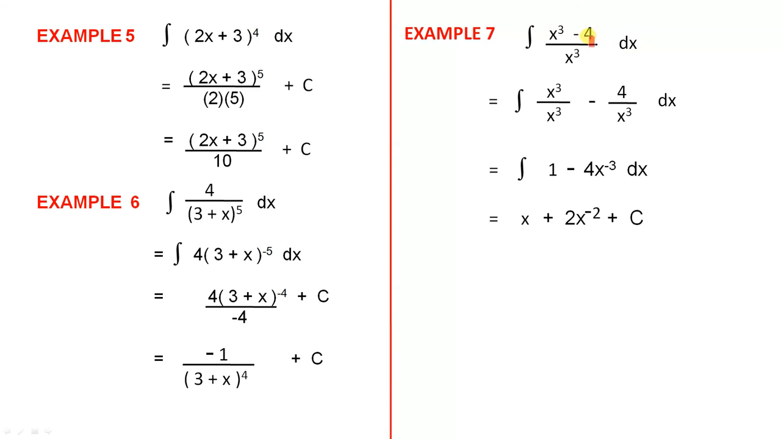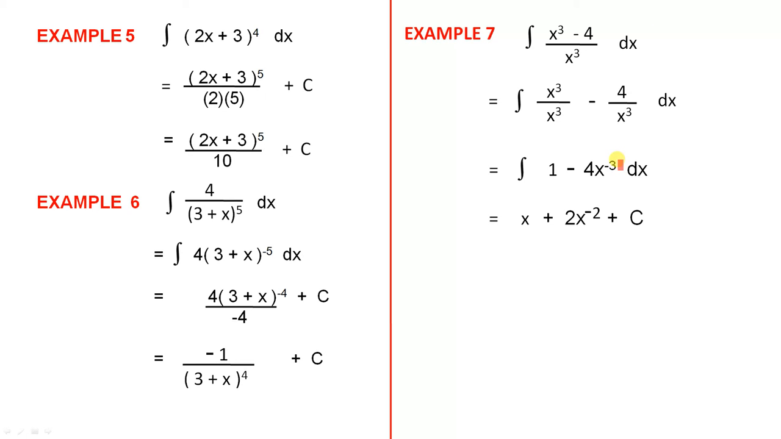Now this one here is an interesting one. Basically, because you have this denominator here, you split it up. So it's x cubed over x cubed minus 4 over x cubed. So that becomes 1, and that becomes minus 4x to the minus 3. And those two are very straightforward. So that becomes x. So when you integrate 1, that gives you x.